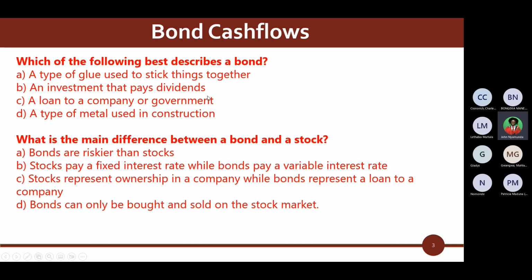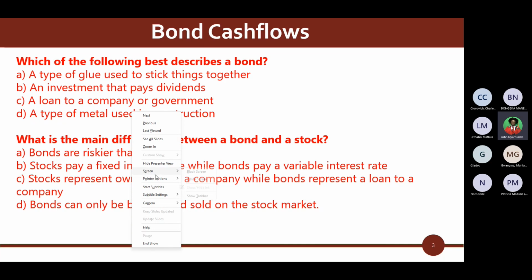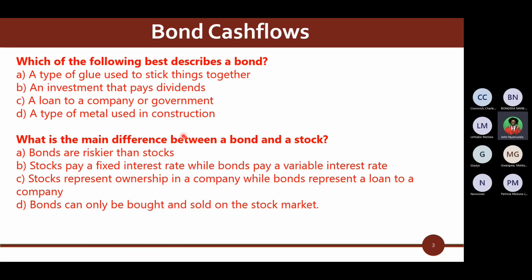Okay, where is my pointer? The pointer is saying you are too old. Okay, so which describes it, it's a loan. So it's a form of a loan. Okay, that's fine. I will forgive you. I'll give you a next chance.